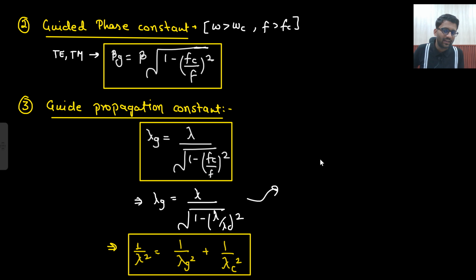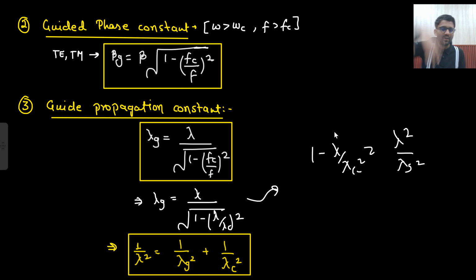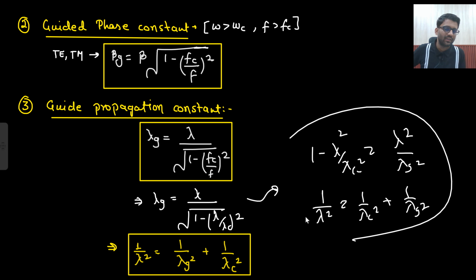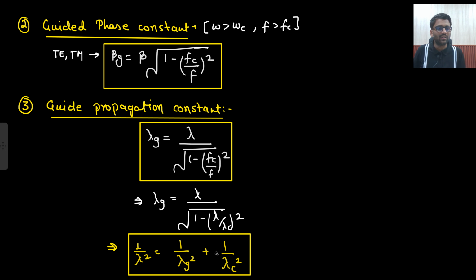What I need to do is take 1 upon lambda c on this side, and 1 upon lambda g whole square will be on this side. Now I need to divide by lambda square. So if I divide by lambda square, 1 upon lambda square is equal to 1 by lambda c square plus 1 by lambda g square. So the same expression is applicable here as well. This expression is applicable for both circular waveguide and rectangular waveguide.